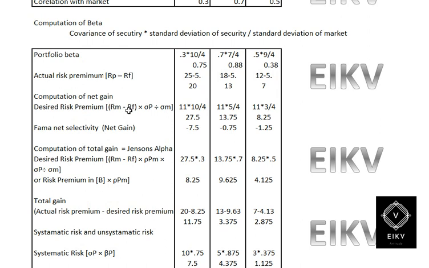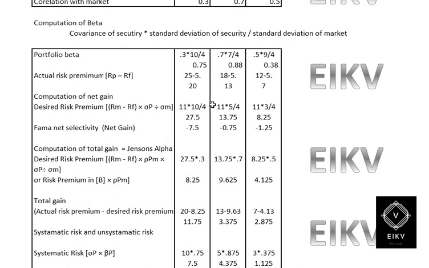Net gain would be desired risk premium, that is RM minus RF into standard deviation of security divided by standard deviation of market, which means 11 into 10 by 4, and 11 into 5 by 4 and 11 into 3 by 4 gives you 27.5 and 13.75 and 8.25. Therefore net selectivity would be negative 7.5 and negative 0.75 and negative 1.25.